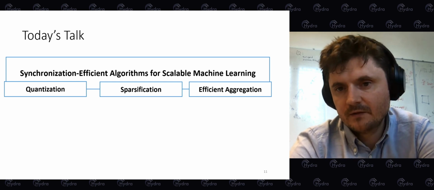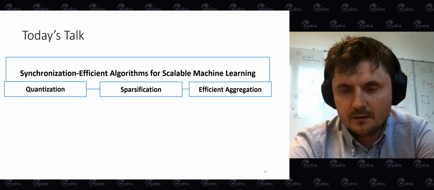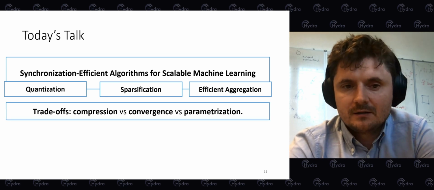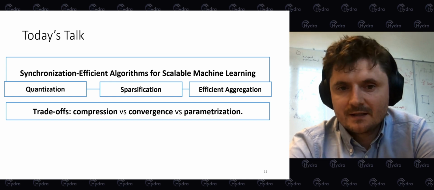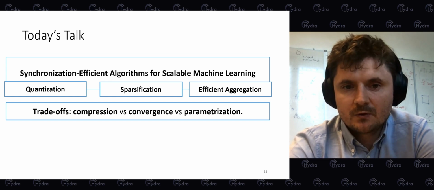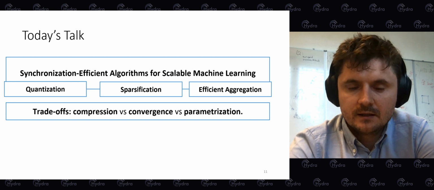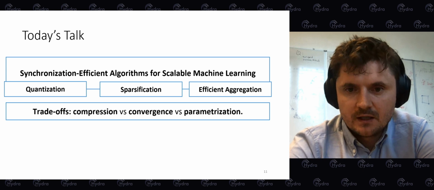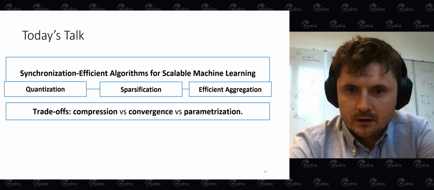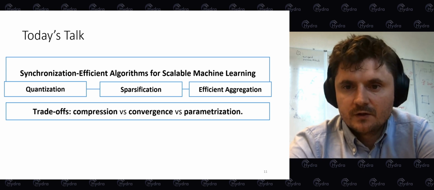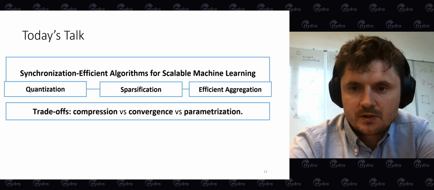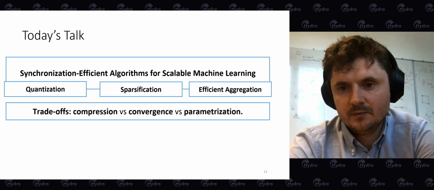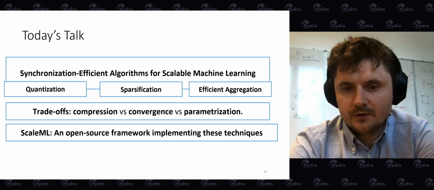And I'll briefly describe some of the challenges when having to deal with this. As we'll see, this is not a straightforward success story. We'll see that there are trade-offs between the amount of compression you get, the reduction in communication, versus the convergence of the algorithm, the quality of the models you converge to, versus the amount of parameterization, by which I mean how many parameter values you have to try until you obtain a nicely converged model.